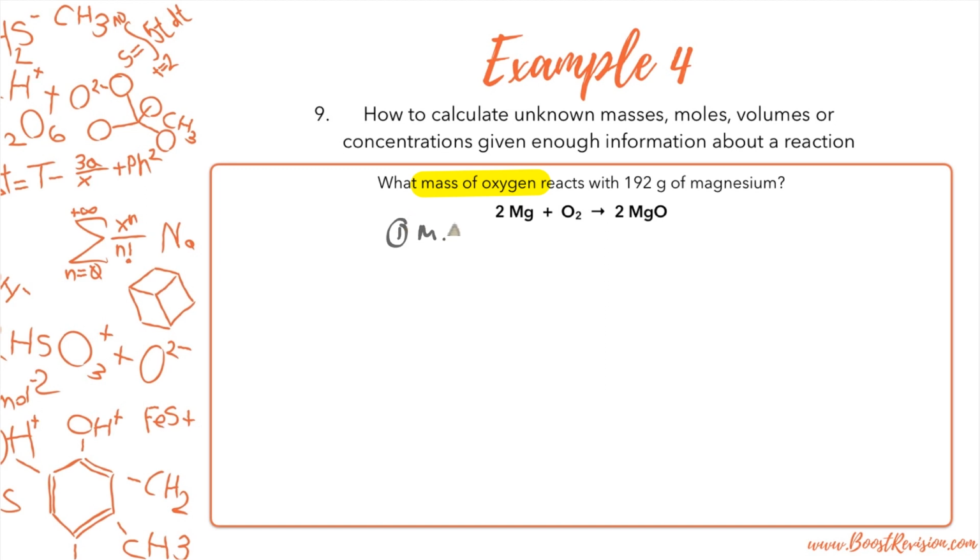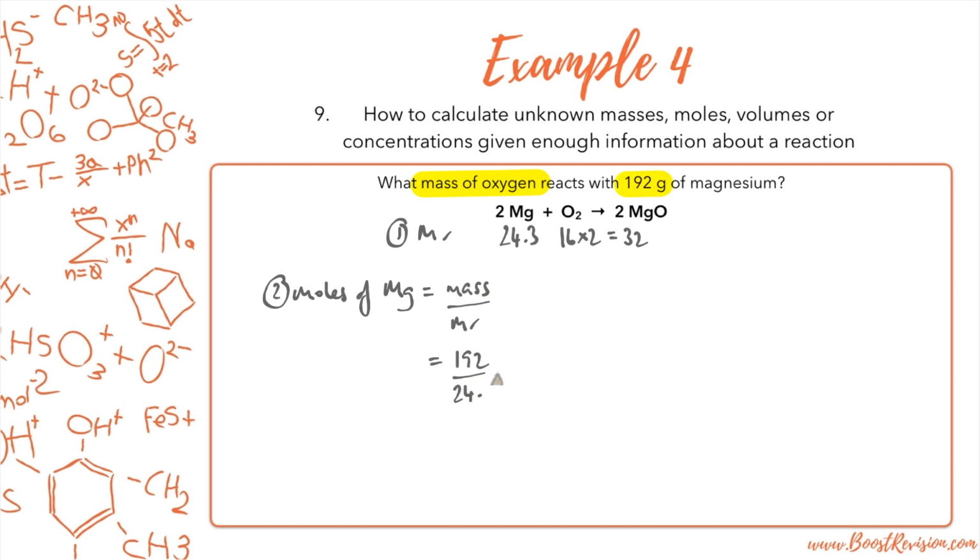So first of all, I always like to start by calculating the Mr of the things we're interested in. In this case, we're given magnesium and we're looking for oxygen, so we only need to know those 2. Magnesium is 24.3 and oxygen is 16 times 2 equals 32 because we've got 2 oxygen atoms in that molecule. From this, we've got the mass of magnesium and the Mr, so we can work out the moles. Mass over Mr equals 192 divided by 24 gives us 7.9 moles of magnesium.